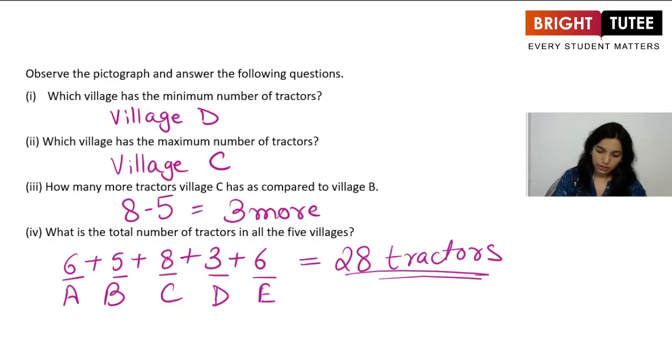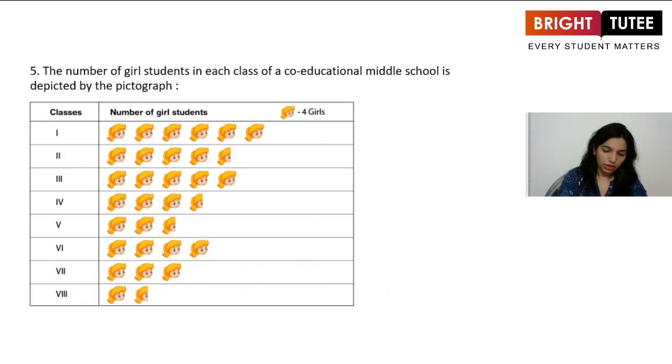Now let us move ahead to the next question here. It says that the number of girl students in each class of a co-educational middle school is depicted in the pictograph. So what you see here is the number of girls in each class of a co-educational middle school, right? So here we see class 1, class 2, class 3, class 4, until class 5, 6, 7, 8, 8th class it is given, right? So now it is saying that each face that you see, a girl's face, is representing 4 girls each.